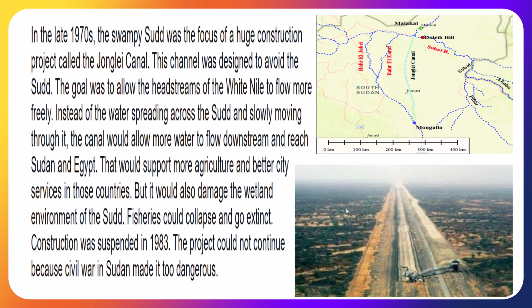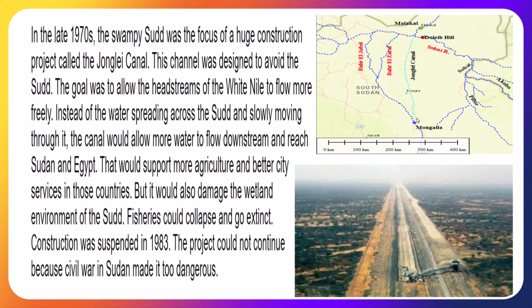But it would also damage the wetland environment of the Sudd. Fisheries could collapse and go extinct. Construction was suspended in 1983. The project could not continue because civil war in Sudan made it too dangerous. And you can see the construction of it in the bottom right there. And you can see the proposal in the picture of the map in the top.